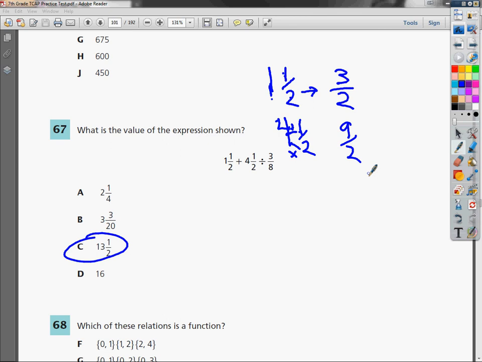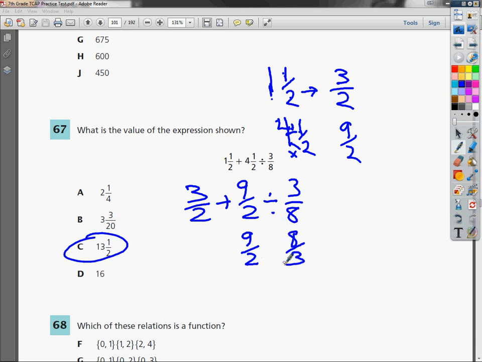So let's talk about the order of operations for a second. Once I have it in this form, the order of operations states that division comes before addition, so you don't add 3 over 2 to 9 over 2. Instead, we're going to do the division, which requires you to keep the first fraction, flip the second fraction, and then switch the sign to multiply. So I do 9 times 8, and I get 72. And then I have 3 times 2, which is 6. So that part becomes 72 over 6.